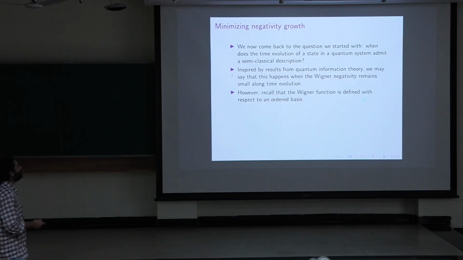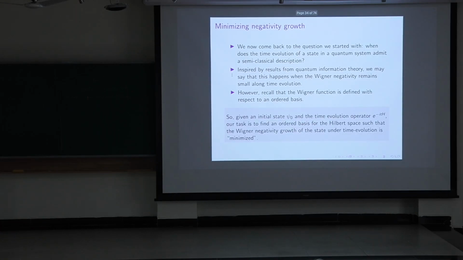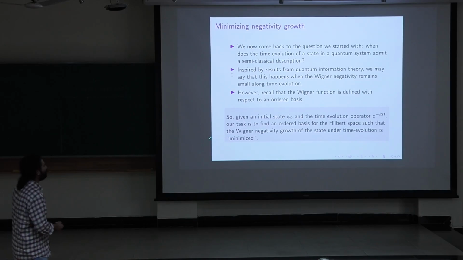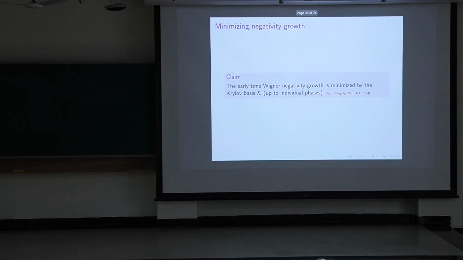However, recall that the Wigner function is defined with respect to an ordered basis. You start with the choice of an ordered basis, and then you define the Wigner function with respect to that choice. So then the question becomes, if I give you an initial state psi naught and some time evolution operator, namely some Hamiltonian, can we find an ordered basis for the Hilbert space such that the Wigner negativity growth of the state under time evolution is in some sense small or is minimized? If we could do that, then you would end up showing that somehow the state seems to remain classical through its time evolution.